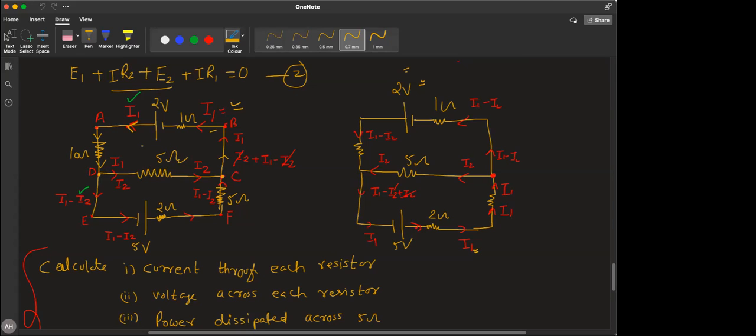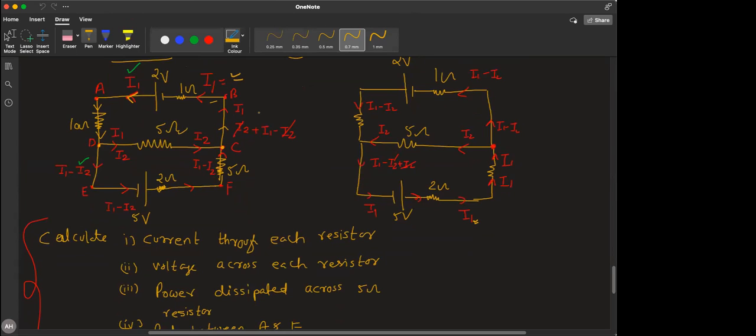Are there just two loops, or can anyone see more, three loops also? Nabil, Ahmed, are there only two loops or three loops? Sir, three loops, including the outside of the whole circuit. See, three: one is ADCBA, another is BEFCD, another is ADEFCB. So you have three loops. We need two loops, so we can choose any two of these three loops.